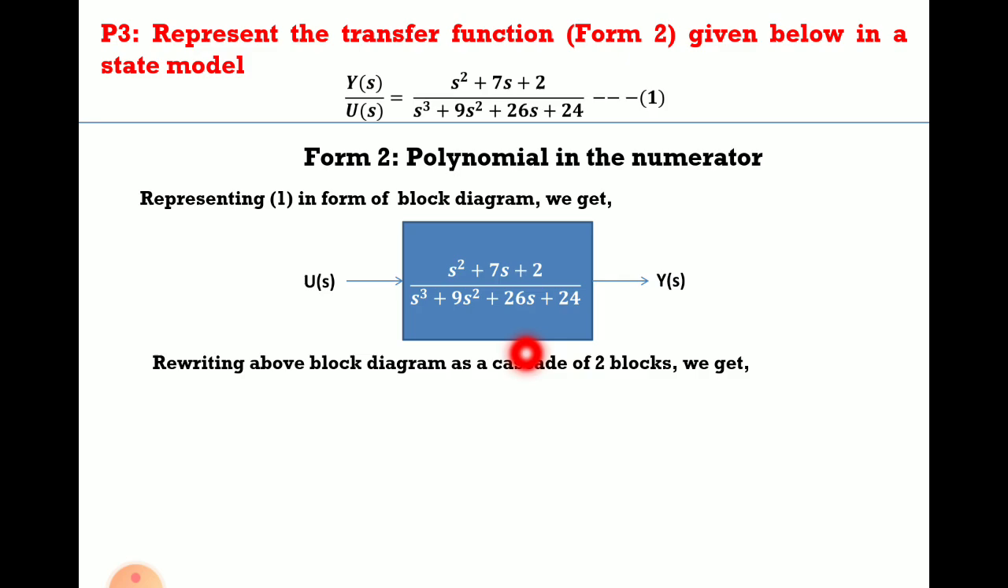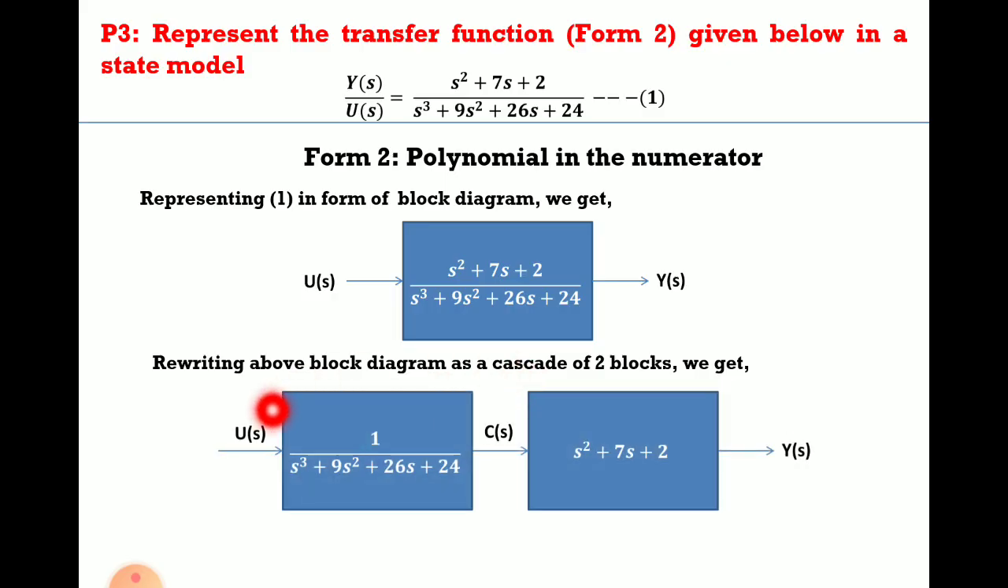Now you represent the above block diagram as a cascade of 2 blocks, that is you separate numerator from the denominator now. That is u of s, intermediate signal c of s, and output y of s. Here, what we have done is we have written denominator as separate and numerator as separate. In the given transfer function, the denominator 1 divided by s cube plus 9s square plus 26s plus 24 is written as the first block, then that is multiplied with only the numerator part, that is s square plus 7s plus 2. So now we have written the given transfer function in form of a block diagram, and then later we have represented that in the form of 2 series connected blocks.